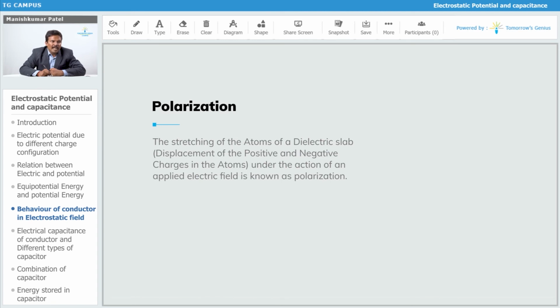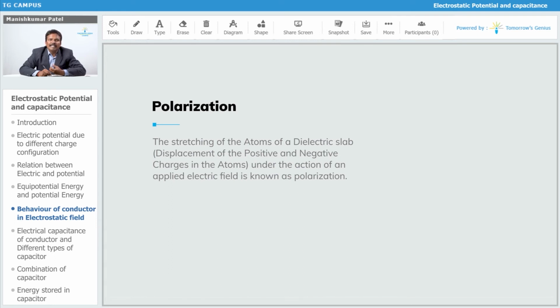So we have just seen that polarization means the number of dipole moments formed per unit volume. When you place a dielectric in some external field, polarization occurs, meaning there is a formation of some surface charge density, the number of dipoles forming per unit volume. That simple concept is nothing but polarization.